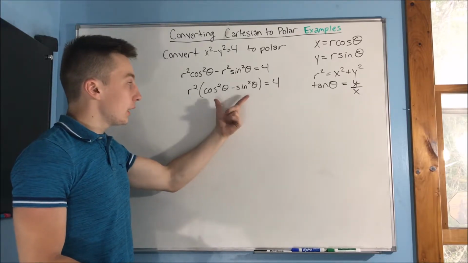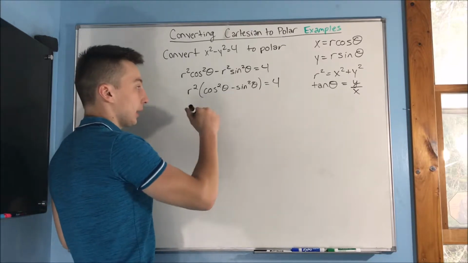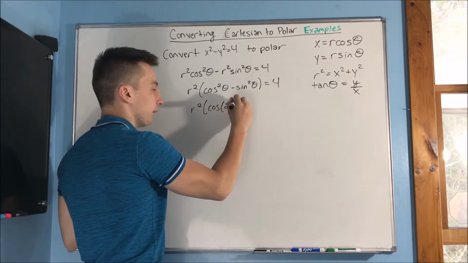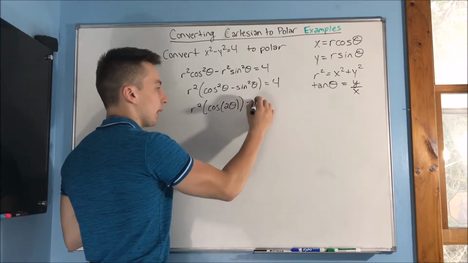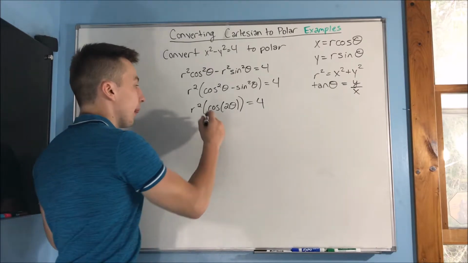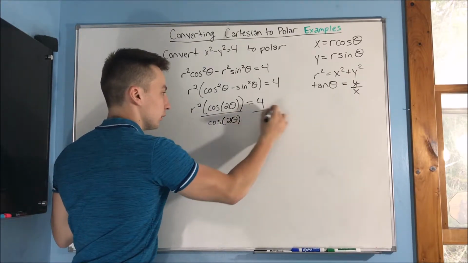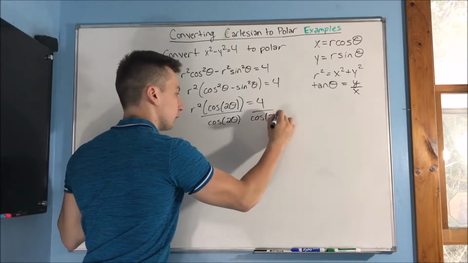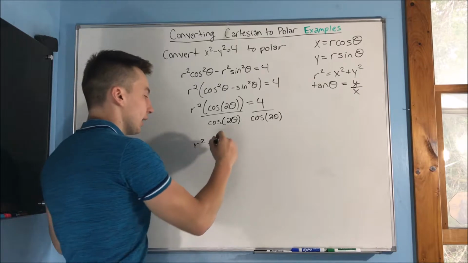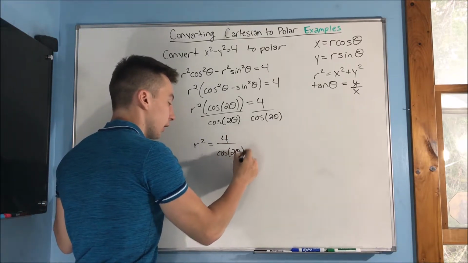What we need to do here is use the cosine double angle, okay? Because cosine squared theta minus sine squared theta is equal to cosine of 2 theta, and that's going to be equal to 4. We can divide by this double angle on both sides, and we get that r squared equals 4 over cosine of 2 theta.